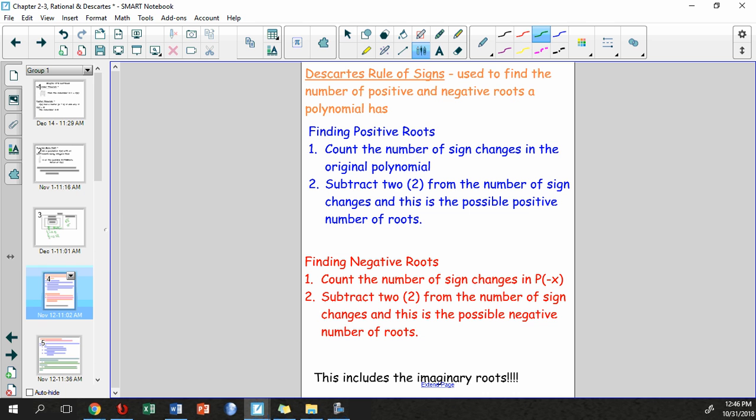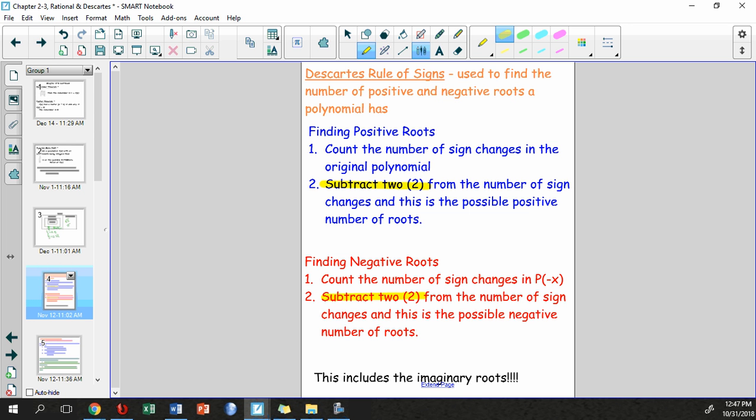So basically what you're doing is you're counting the number of sign changes for positive roots, and you're counting the number of sign changes at f of negative x for negative roots. Okay? And it's easier for me to show you than it is to explain it. So what we're going to understand is that I need you to always subtract 2. So after you count the sign changes, you're going to keep subtracting 2 until you get down to 0 or almost a negative number. So for example, if I counted 6 sign changes, I would have 6 or 4, subtract 2 again, or 2, subtract 2 again, or 0. So 6, 4, 2, or 0.